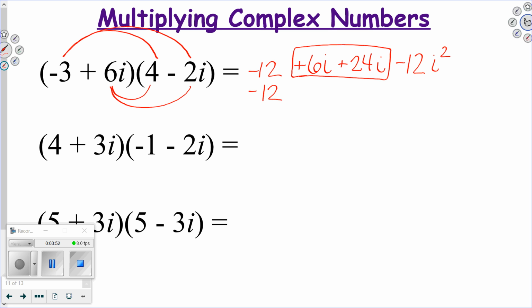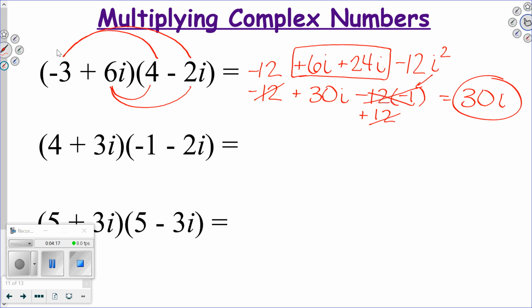So that'll give me -12 plus 30i. And then I know that i squared is actually -1. So that's going to change that to a +12. So then what's my actual final answer there? Good, just 30i, because this is going to cancel with that. So just be careful watching those signs, because I know a lot of times, if you guys think back to homework problems that you've missed, how many of you just missed it because you missed a sign somewhere? Okay, so this is really easy to lose a sign.